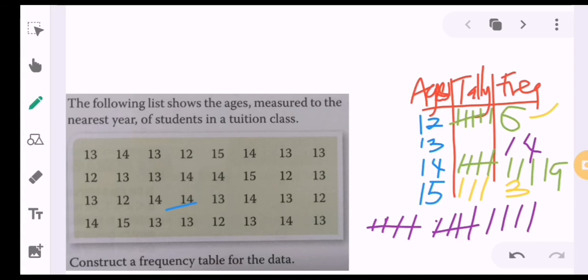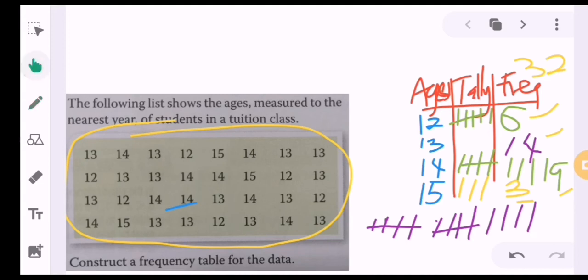We have 6 here, we have 14, we have 9, and we have 3. Will it be total with all the numbers we have here? Let's check. 6 plus 14 is 20, plus 9, 29. 29 plus 3 is 32. So in our data, our total frequency is 32.